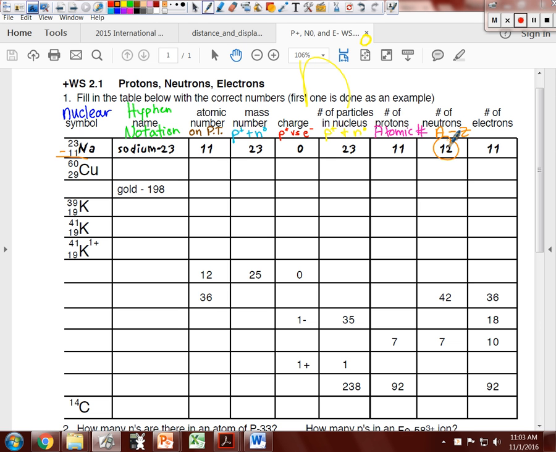Okay. And then last but not least is the number of electrons. Well, how are you going to know how many electrons you have? Very good. It depends on the charge. So here's what we're going to do. I'm going to do 3 examples with you guys, and then I'm going to give you a chance to do the rest of them on your own. The 3 that I'm going to do are the 3 that are very similar, yet they have some oddities about them. So the 3 that I'm going to do are these 3.